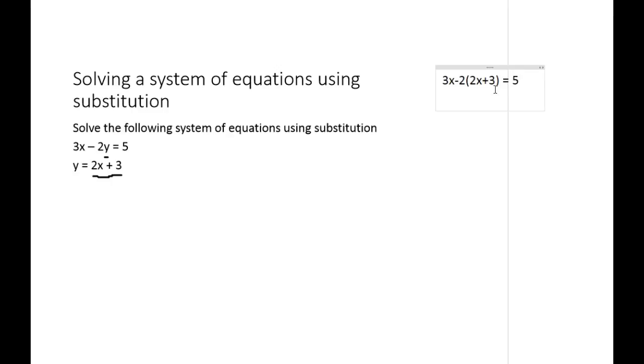And then when I distribute, I get 3x minus 4x minus 6 equals 5. Then 3x minus 4x is a negative x, minus 6 equals 5. And then I'm going to add 6 to both sides.